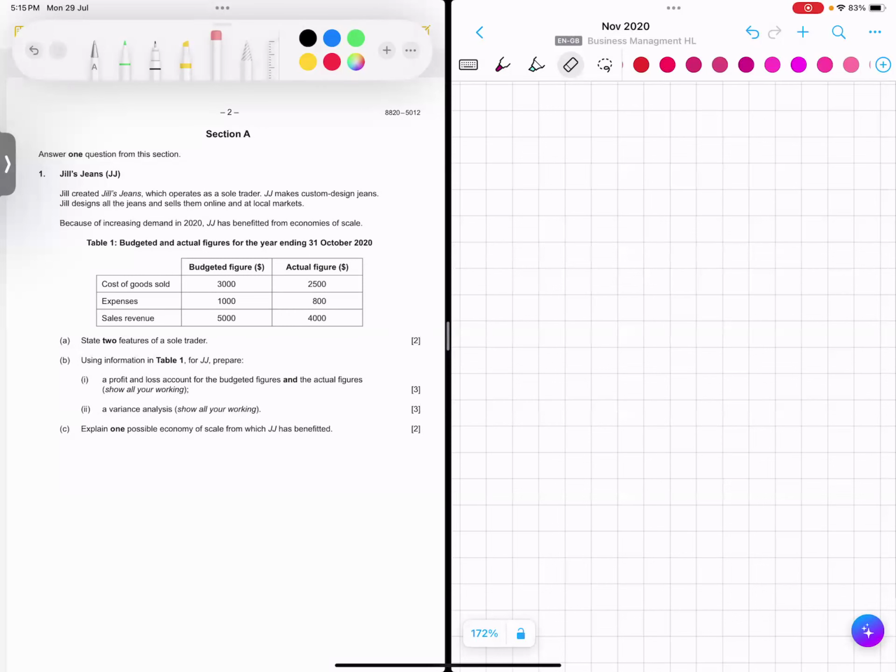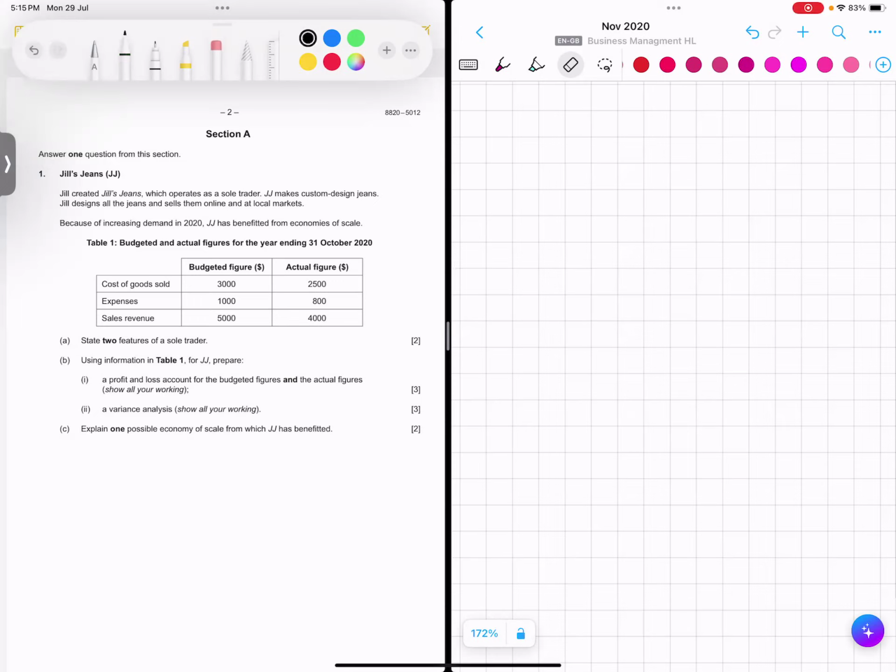Hello guys, so today we're going to be solving the November 2020 IB Business Management past paper. So we're going to be doing section A. We're going to solve question 1 and question 2 in part 2. I think question 1 is incredibly easier than question 2, but let us begin.